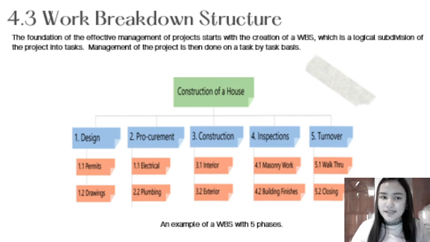Phase 1 is the design. Then under design, you have permits and drawings. Phase 2 is procurement, electrical and plumbing. 3 is construction. 4 is inspections, and number 5 is turnover.